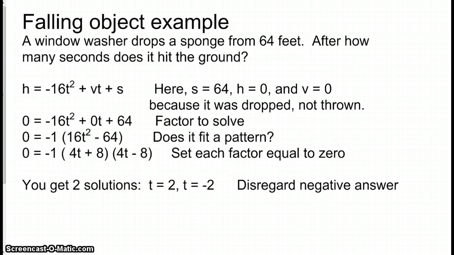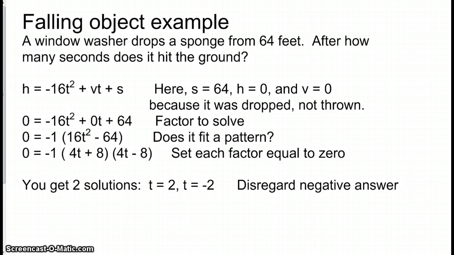Let's take a look at a word problem quickly. This is the falling object example. Remember before we were doing jumping and throwing things, but now we're just dropping them, okay? And when you drop something, it has no initial velocity. So a window washer drops a sponge from 64 feet. We want to know after how many seconds does it hit the ground.